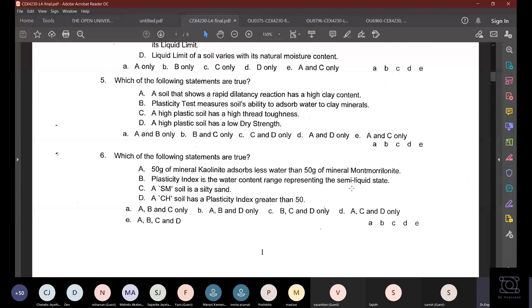Next, SM soil is a silty sand, right? Yes, it's a silty sand. Simple soil classification: a CH soil has a plasticity index greater than 50. Yes, it should have a plasticity index greater than 50. So the answer, all statements are correct, so option E, right? Greater than 50, that is the liquid limit greater than 50. Yeah, the liquid limit should also be greater than 50. Then only you can say it as high plasticity clay. Yes, plasticity index greater than 50.